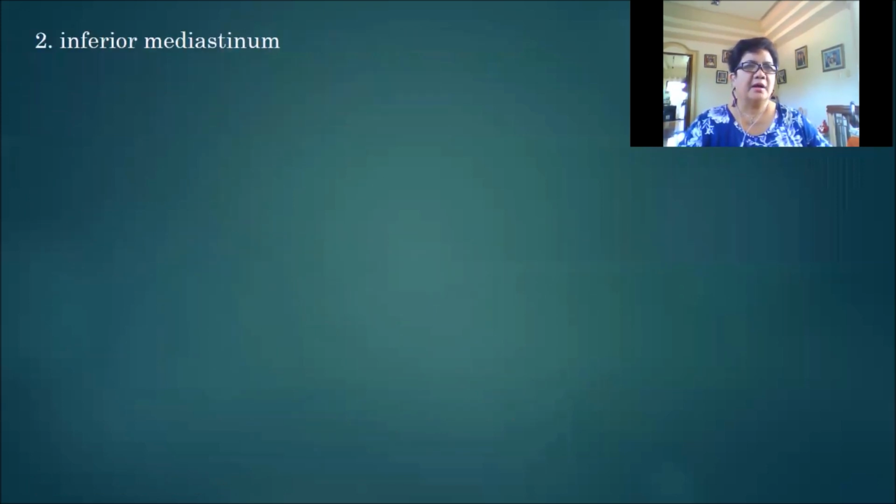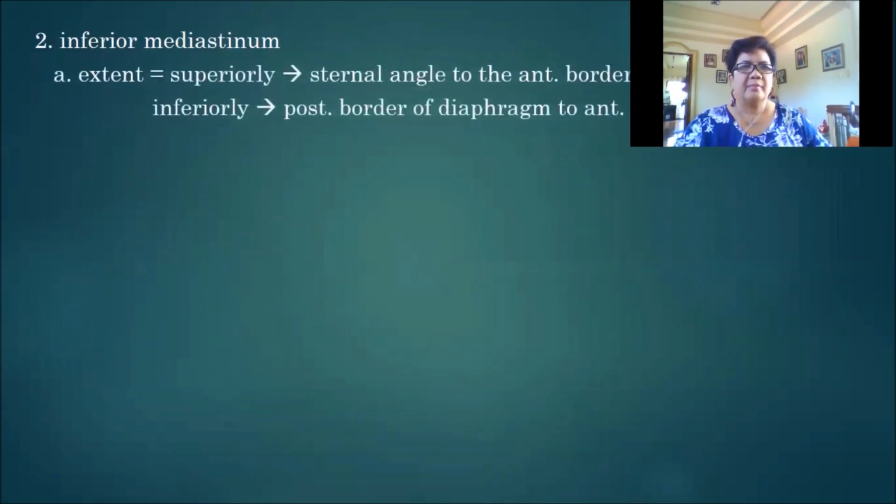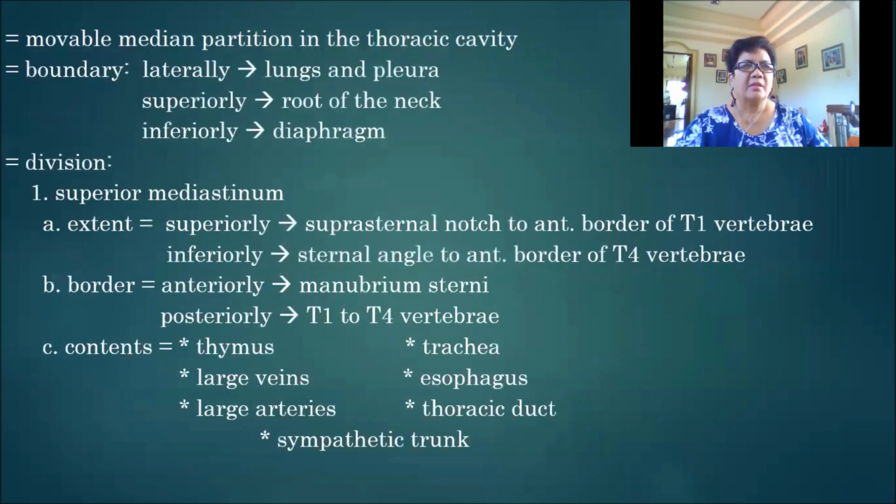Now, it is bounded laterally by the lungs and the pleura, which is the covering of the lungs. Then superiorly, you have the root of the neck. Then inferiorly, you have the diaphragm. So meaning to say, these boundaries just show that it is a very small space that can accommodate the heart and other structures.